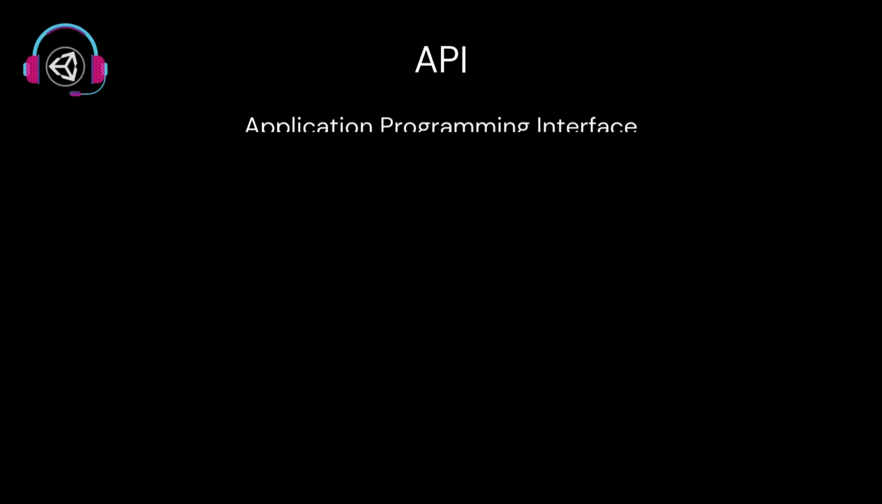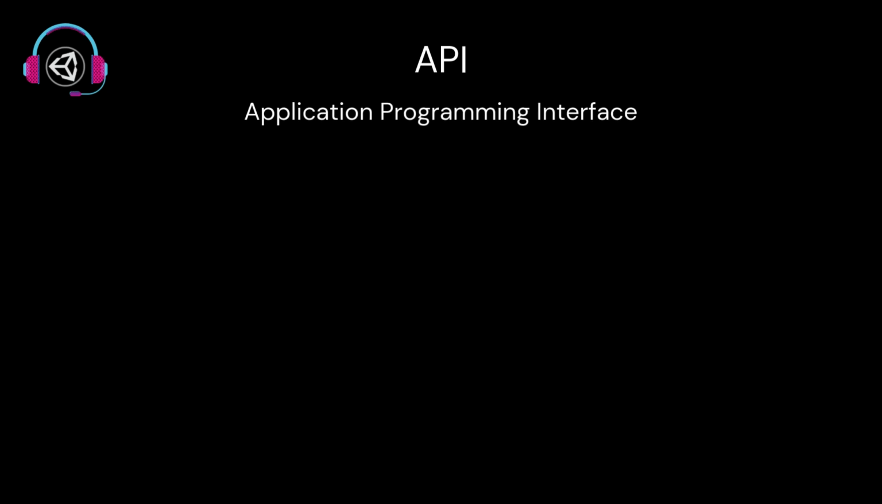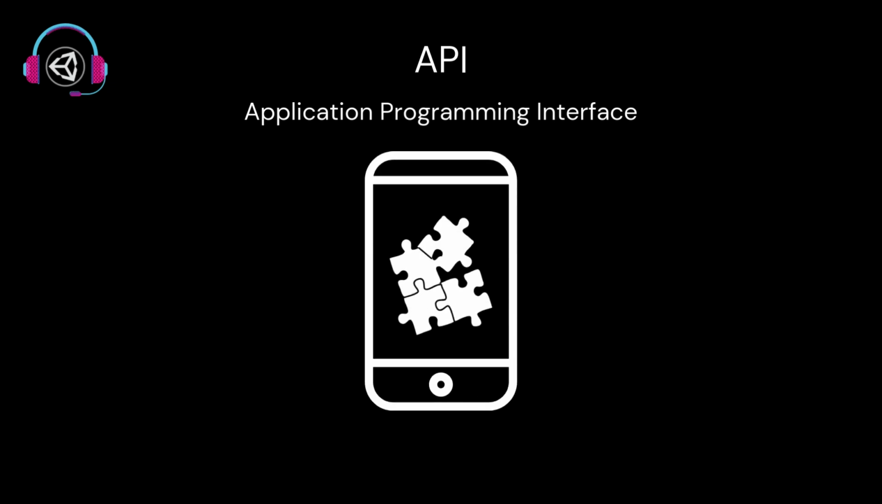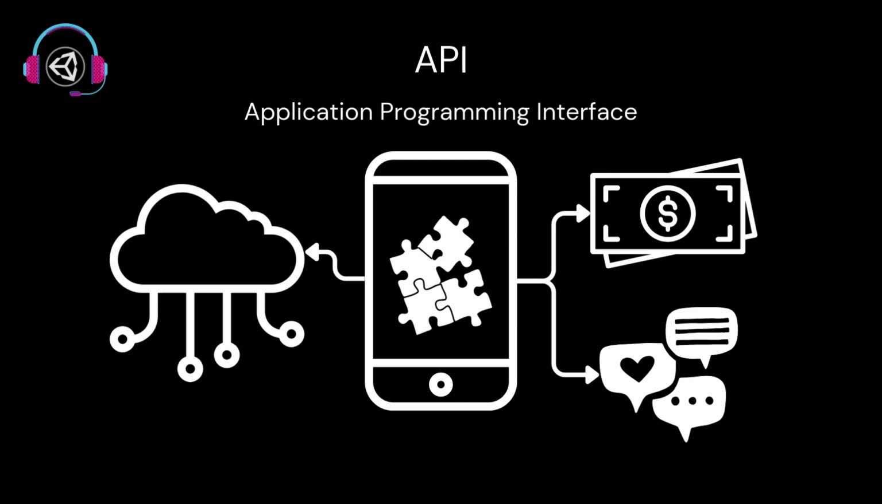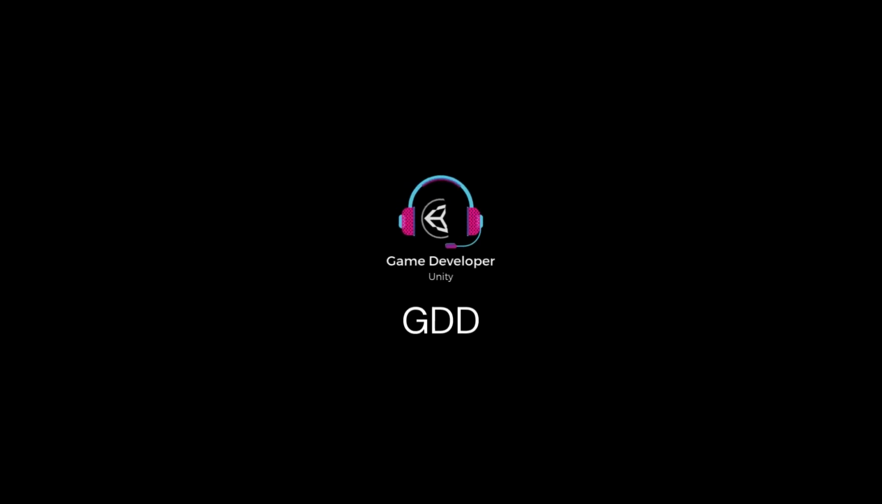API. API stands for Application Programming Interface. API is a tool that lets different pieces of software communicate. In game development, APIs are used to connect games to services like payment systems, cloud servers, or social platforms. When you log into a game using your Google or Facebook account, the game uses an API to securely access your data.